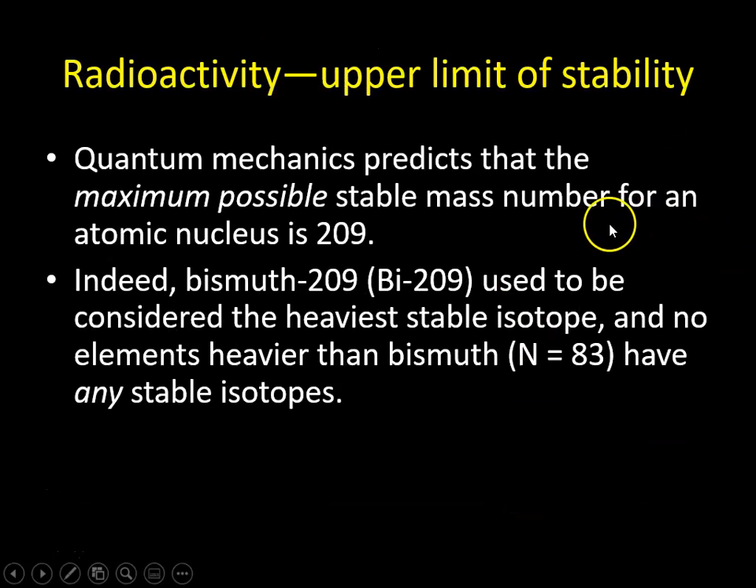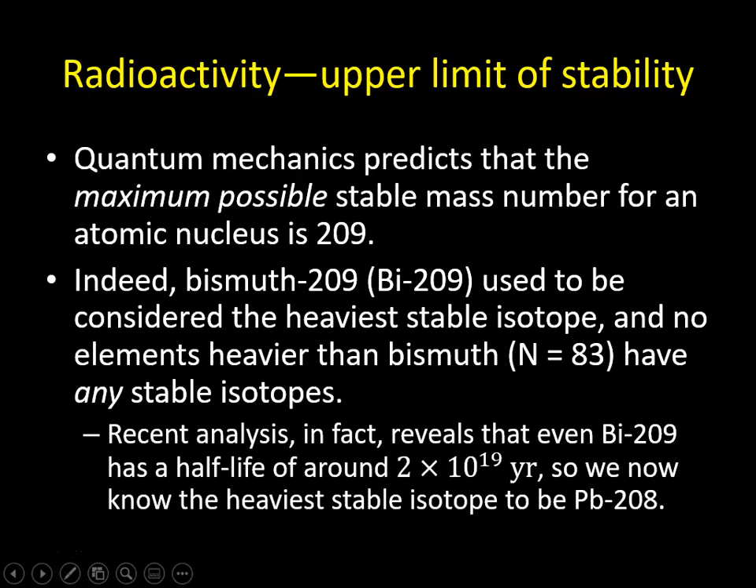In fact, quantum mechanics tells us that that upper limit is a mass number of 209, and indeed, bismuth-209 for a long time was considered to be the heaviest stable isotope, because we know that everything after the element bismuth on the periodic table is unstable. In fact, some people say, oh, uranium is stable. No, uranium is not stable. Even the longest-lived isotope of uranium, uranium-238, has a half-life of 4.47 billion years.